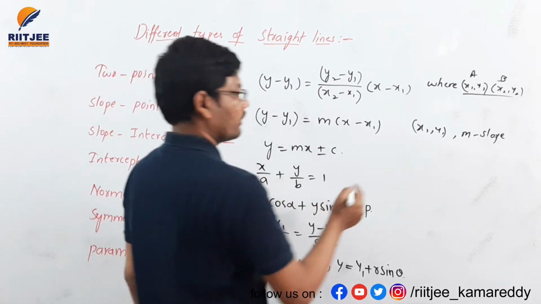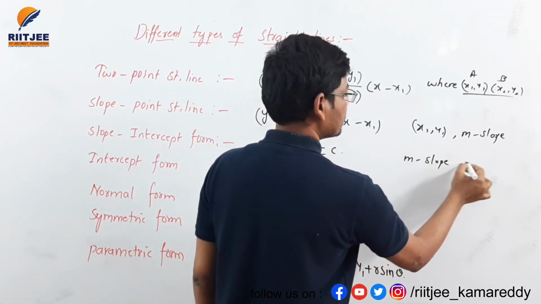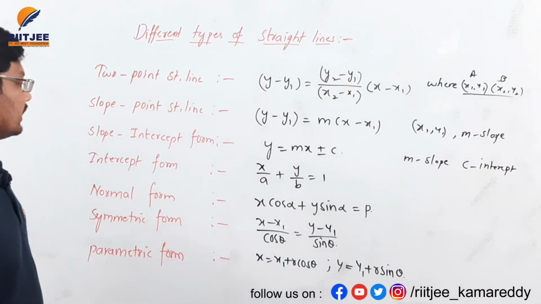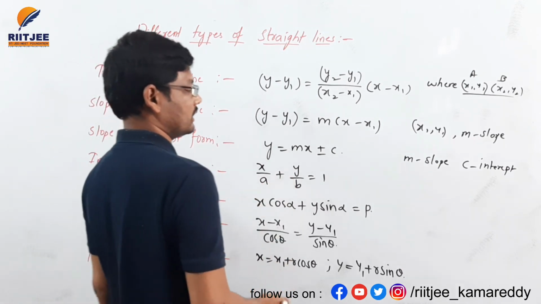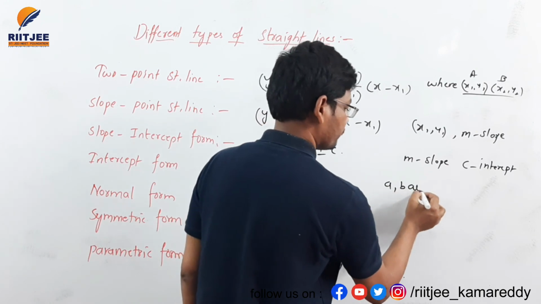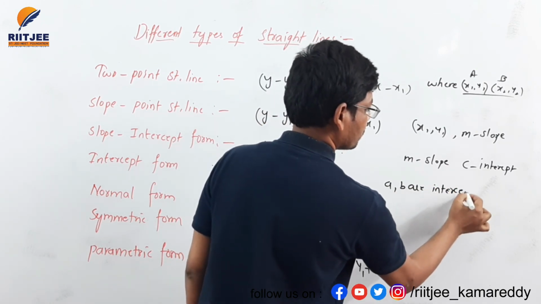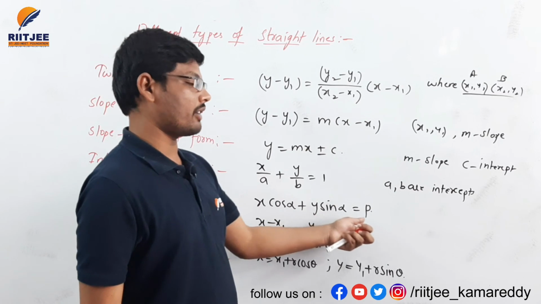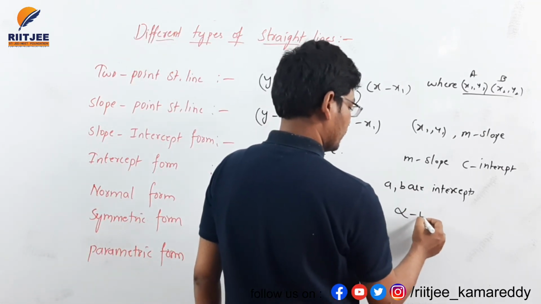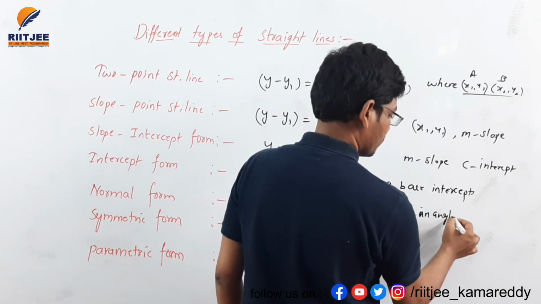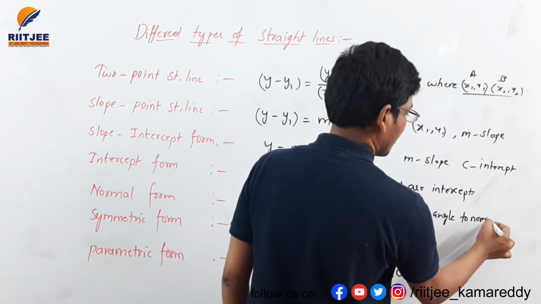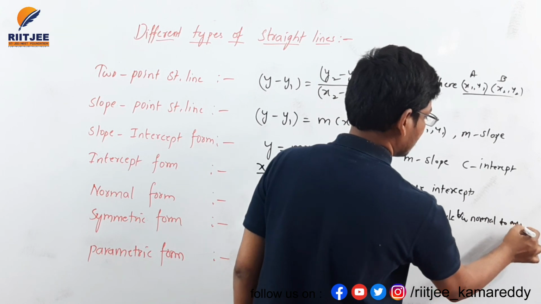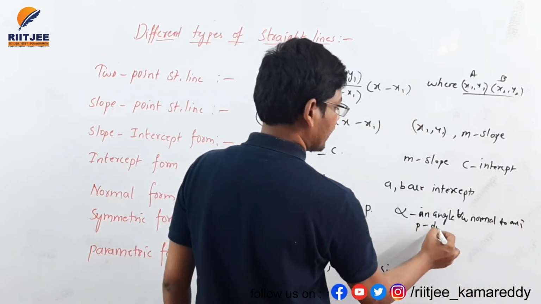In the slope and intercept form, m is the slope and c is the intercept of the line on the y axis. In the intercept form, x by a plus y by b is equal to 1, where a and b are the intercepts. In the normal form, x cos alpha plus y sin alpha is equal to p, where alpha is the angle between the normal and the axis, and p is the distance to the line.